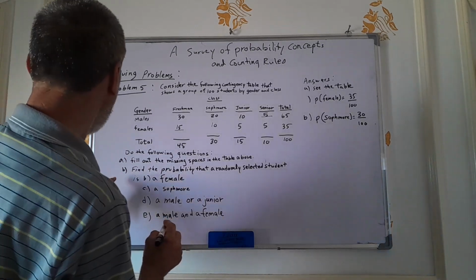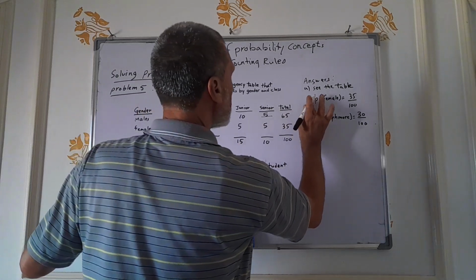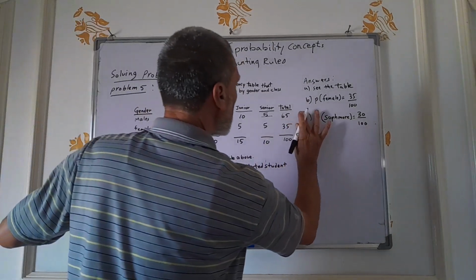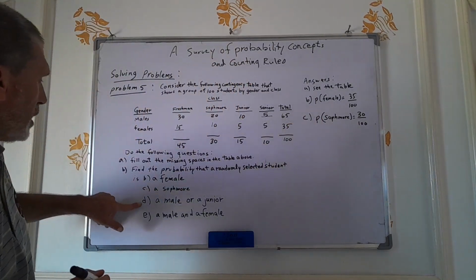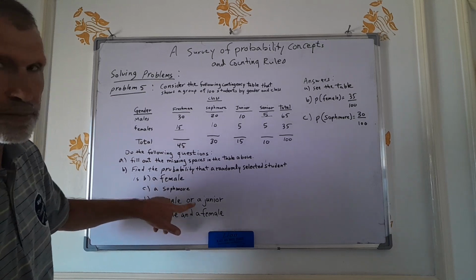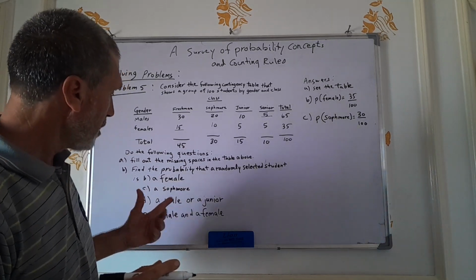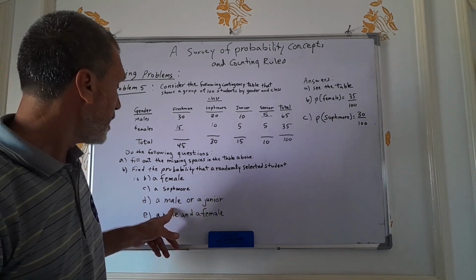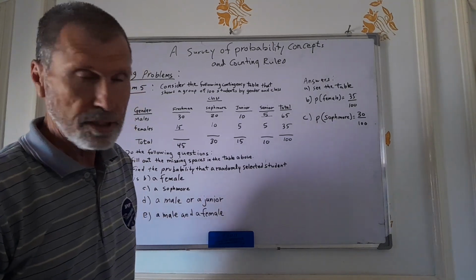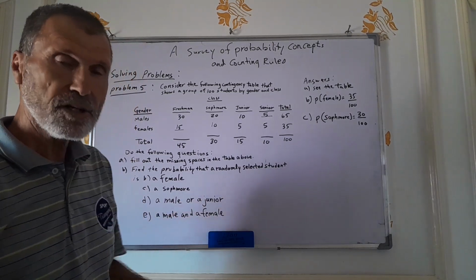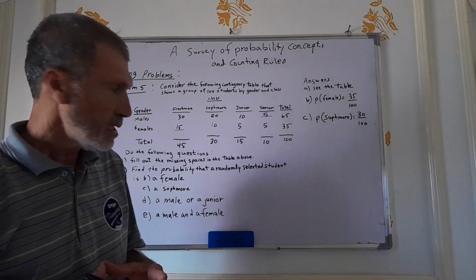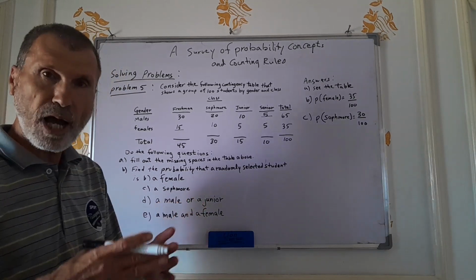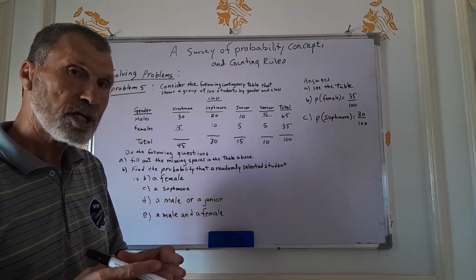So we get B, female, C, probability of sophomore, and D, a male or a junior. A male or a junior. Now, as you can see here, we use the general rule of addition, because the events here are not mutually exclusive, okay? Because students can be a male and a junior at the same time. Therefore, we use the general rule of addition.